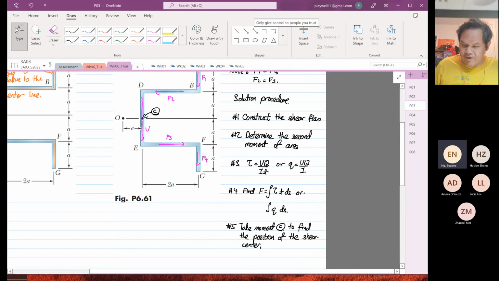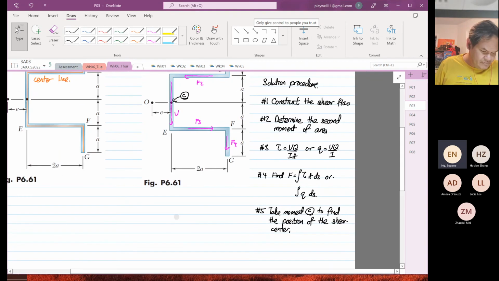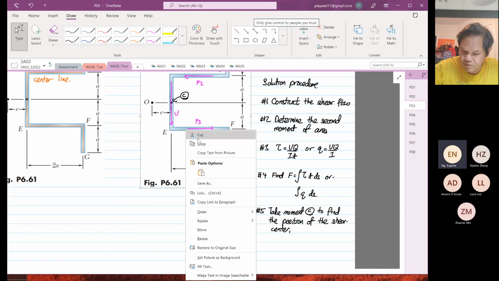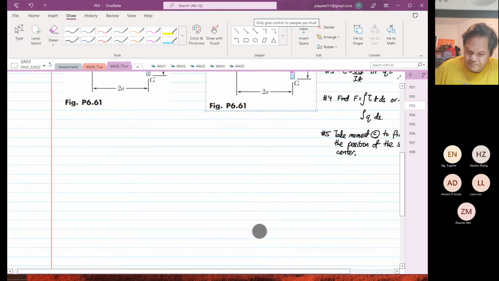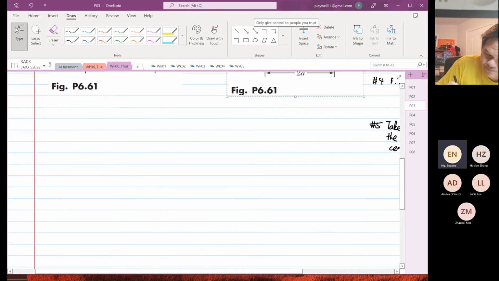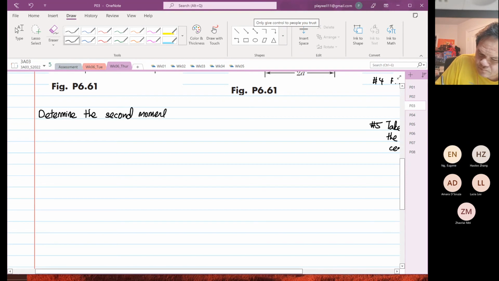We have done number one. We have already constructed the shear flow. Next, we are going to determine the second moment of area. So I'm going to copy this diagram. So now we're going to determine the second moment of area.